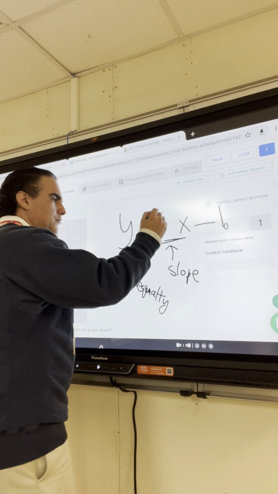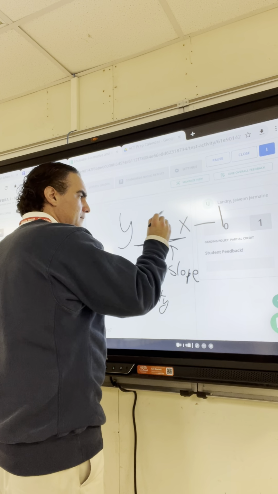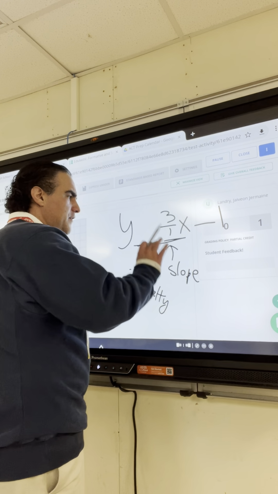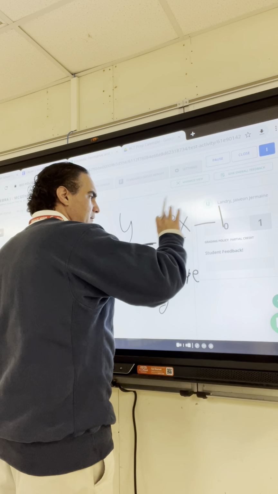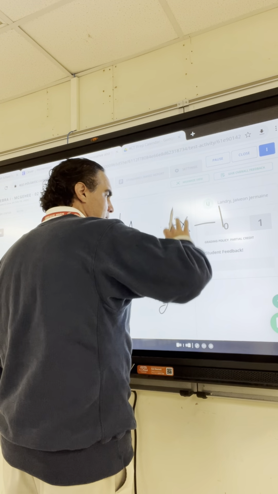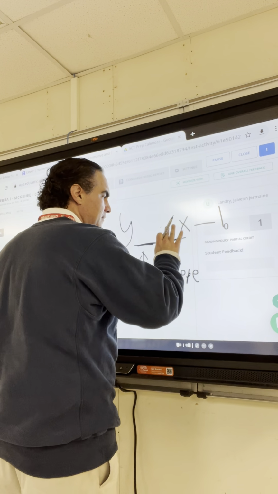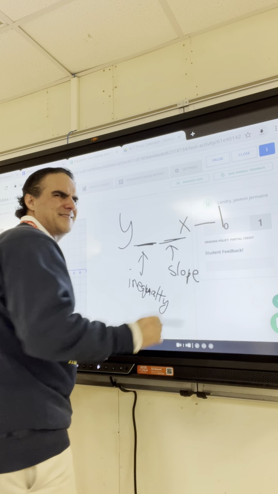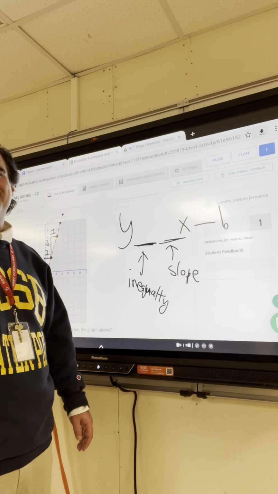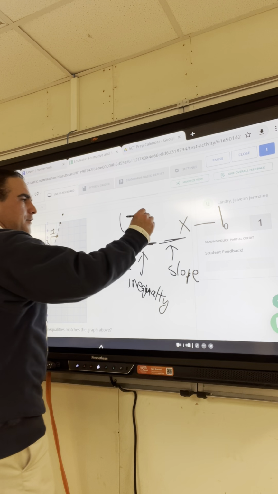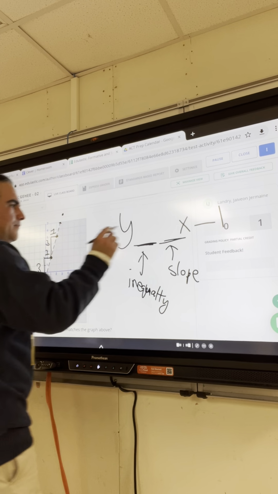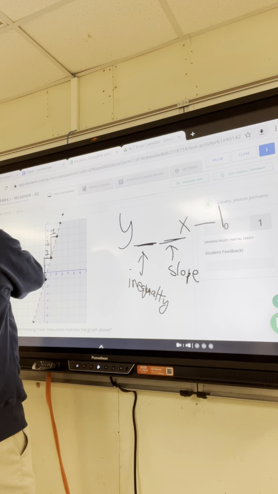So what do I write? Do I write 3 over 1 here? That doesn't look right. What's 3 over 1 the same as? What's 3 divided by 1? 3 divided by 1 is 3. So my slope, if it's 3 over 1, is 3.